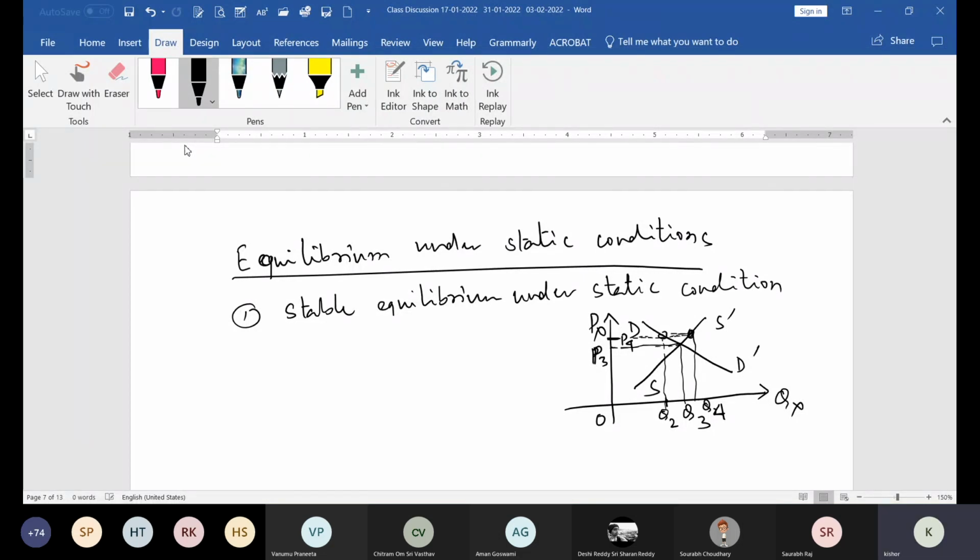So in the market, what happened? Demand is OQ2, supply is OQ4. There is surplus supply. This portion represents surplus supply. When surplus supply is there, what will happen? Unsold stock is there in the market. Oversupply. Then what will happen in the market? Price will come down immediately.